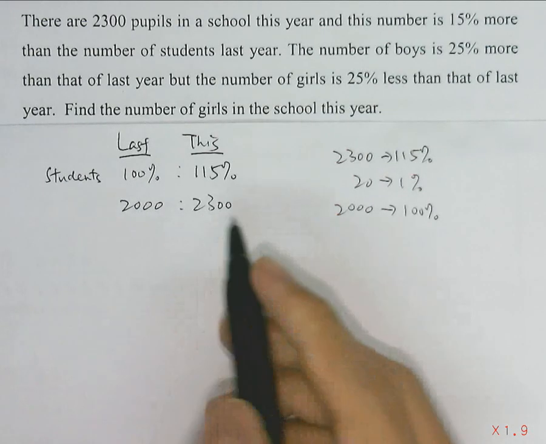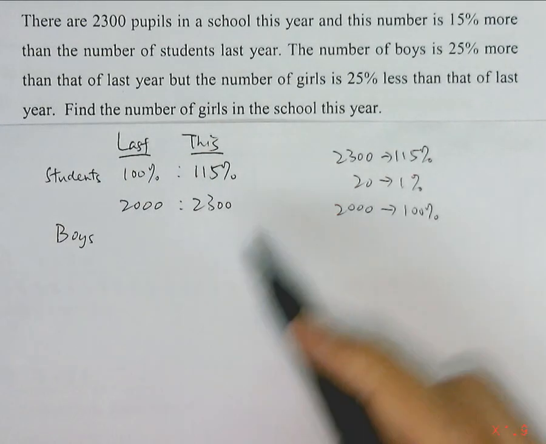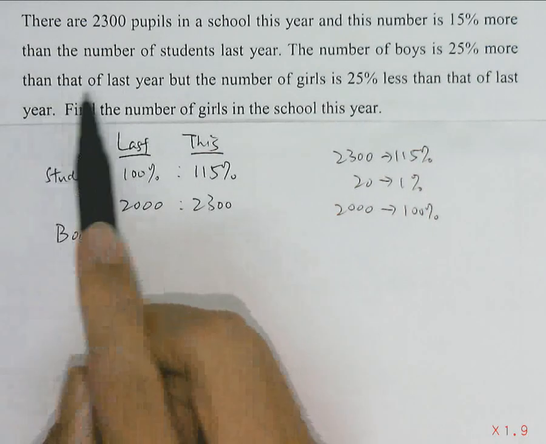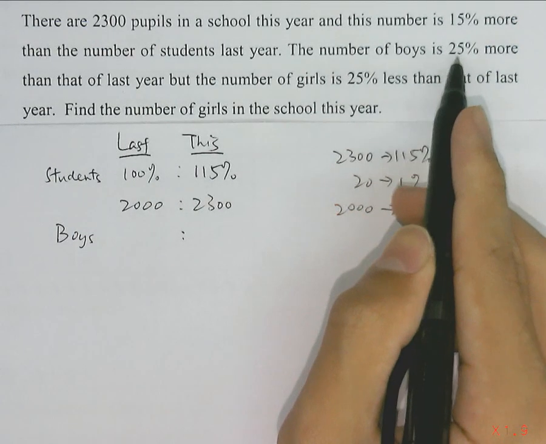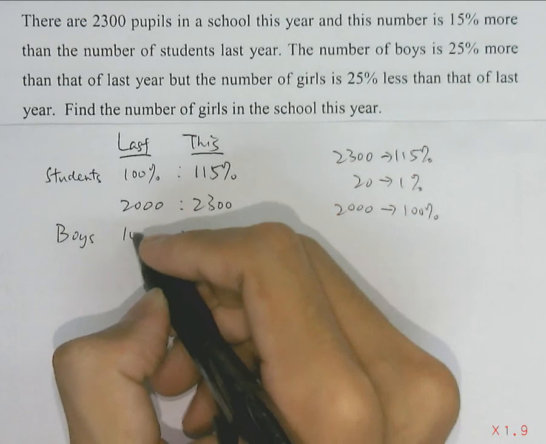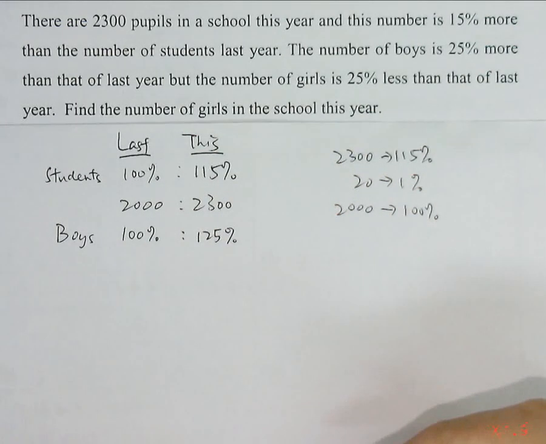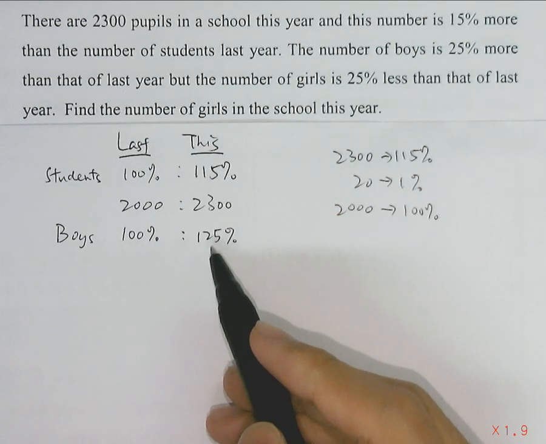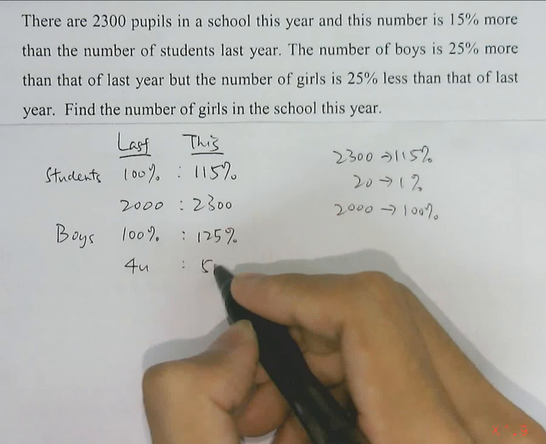Okay, next we consider the number of boys out of this population. The question tells us the number of boys is 25% more than that of last year. So if it is 25% more, last year will be 100%, while this year will be 125%. Okay, this ratio 100 to 125 can be simplified into 4 units to 5 units.